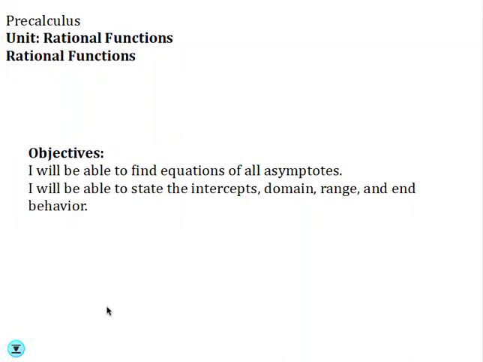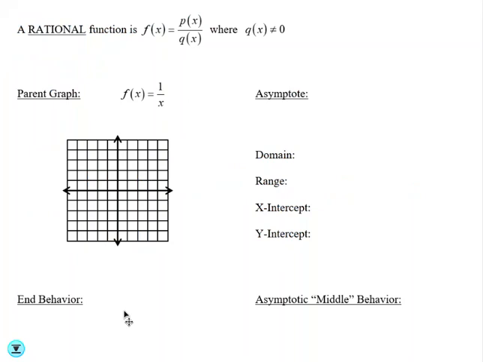Today we are going to talk about rational functions. By the end of this video, you should be able to find equations of all asymptotes and state the intercepts, domain, range, and end behavior. First, we're going to review some things from Algebra 2.